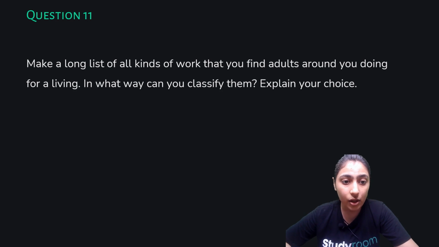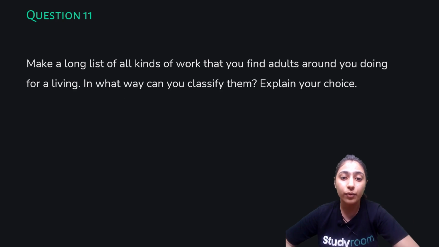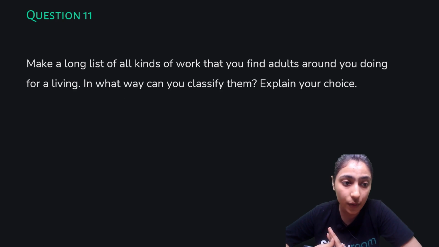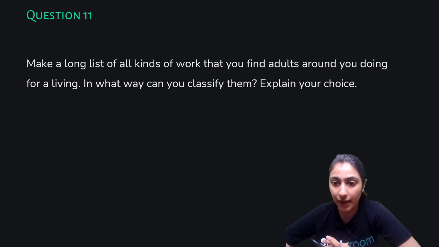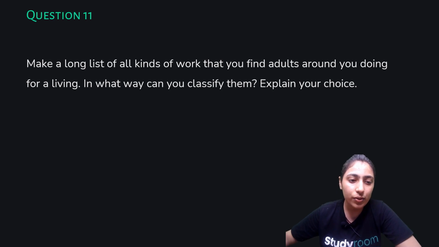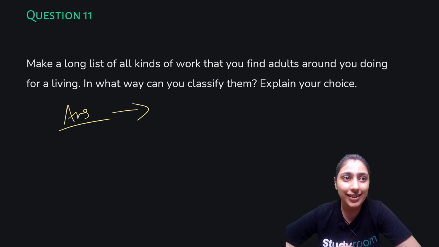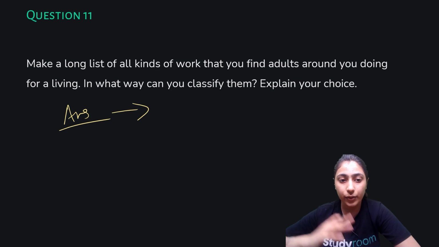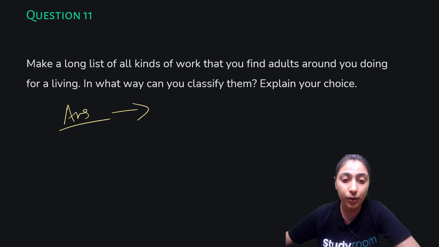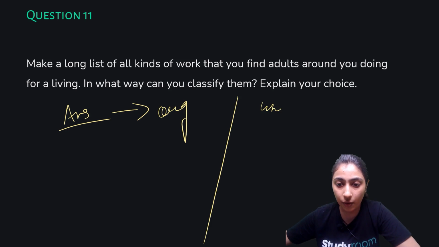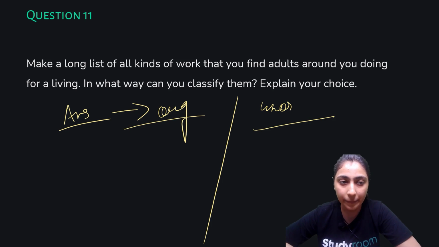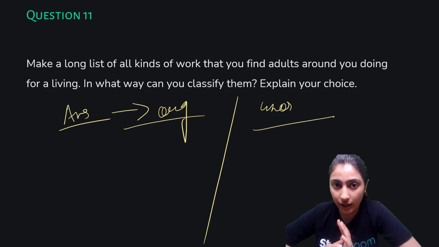Moving forward, make a long list of all kinds of work that you find adults around you doing for a living. In what way can you classify them? Explain your choice. So students, this is a very general answer. If you look around yourself, the first thing you need to do is to keep them under organized or unorganized. So one is private, one is public. So under organized and unorganized, you can keep them under private or public.